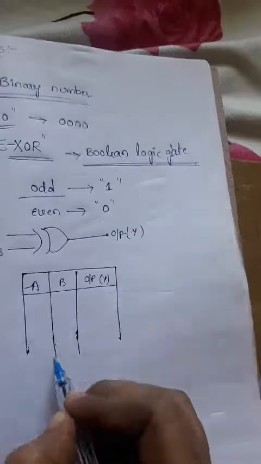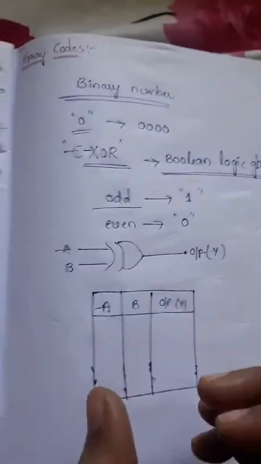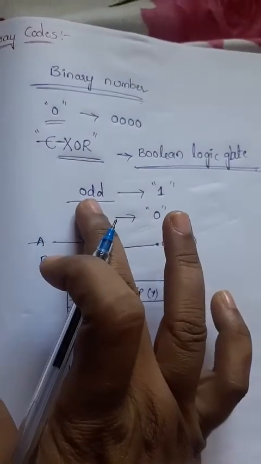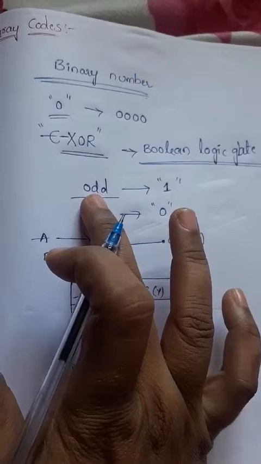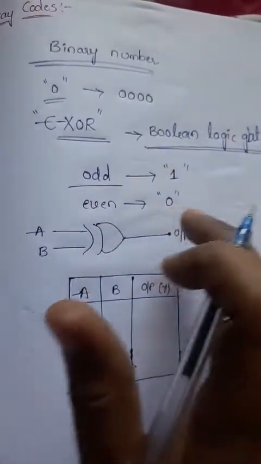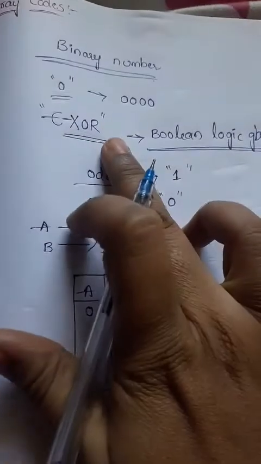What is the output operation of the XOR gate? When you provide an odd number of ones, the result is taken as 1. When you provide an even number of ones, the result is taken as 0. Remember this point. This is the operation of the XOR gate.